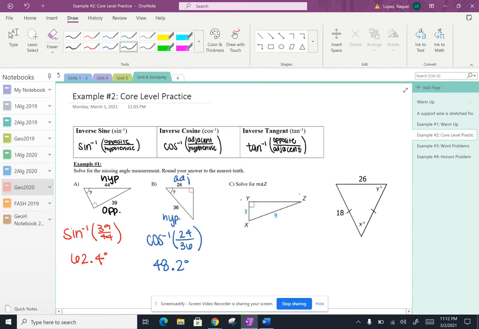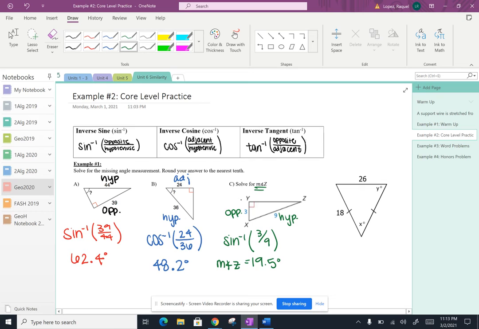Okay, so in part C, they want us to solve for angle Z. Here's angle Z. In relation to angle Z, 3 is the opposite side and 9 is the hypotenuse. So since I've got opposite and hypotenuse, I'm going to reach for inverse sine. And I'm going to have 3 over 9. So I'm going to put inverse sine, 3 divided by 9. And so the measure of angle Z equals 19.5 degrees.